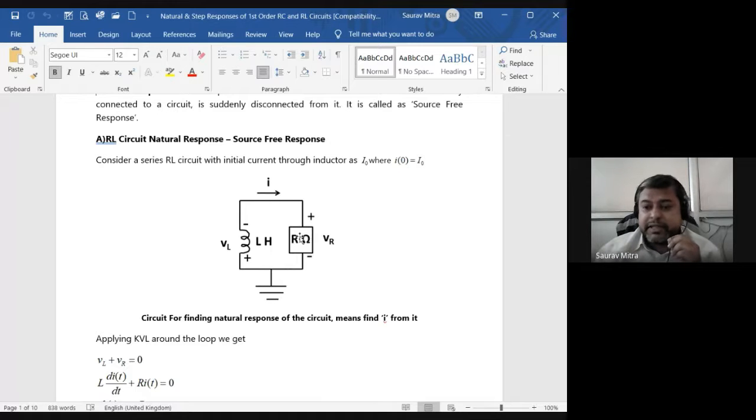Why is this called a natural response? Because if the R value is very low, the current will take quite a long time to come to the ground. If the R value is very high, then the current will come to the ground very fast. This response is called a natural response.